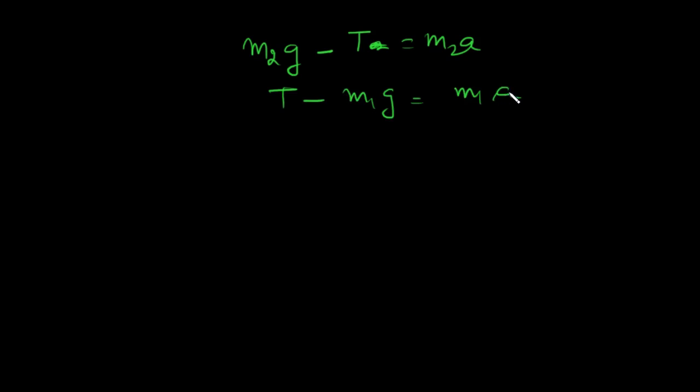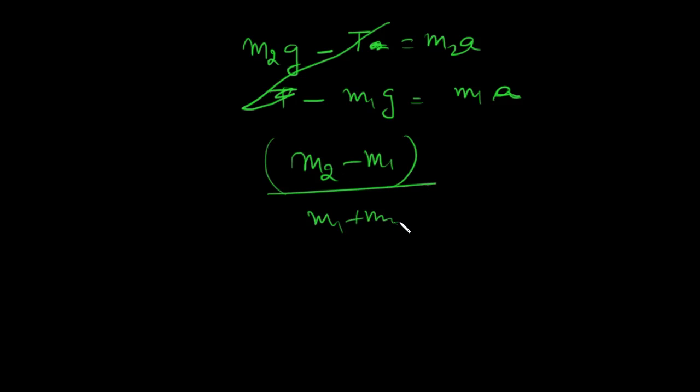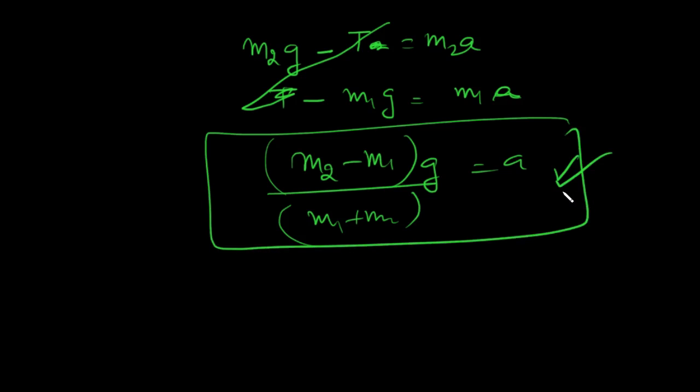Okay, so the equations were m2g minus T equal to m2a, and T minus m1g equal to m1a. Now we know the acceleration is the same and the tension is the same, so this gets cancelled. So the final answer is (m2 minus m1) by (m1 plus m2) into g. This is the final answer of acceleration. Just remember this is the final answer for the acceleration of the pulley system.